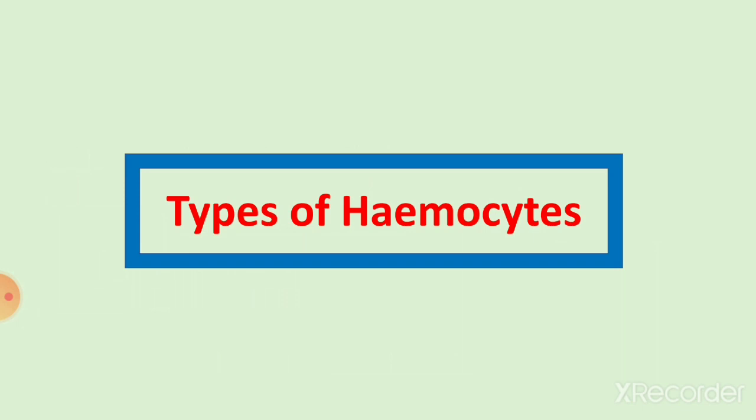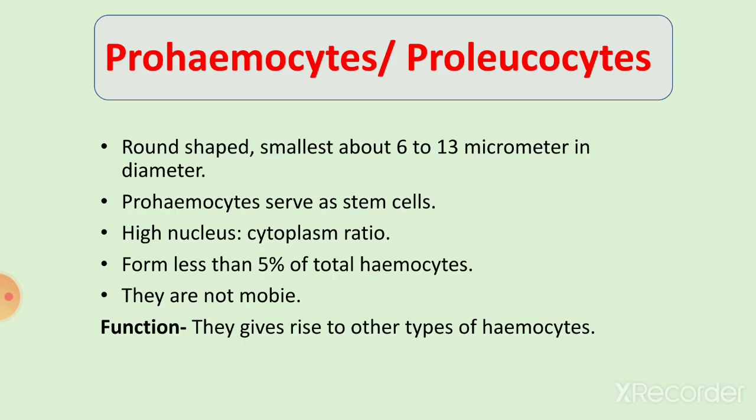Arnold has classified hemocytes into 9 types. So, let's see them one by one. The first is prohemocytes, or it is also known as proleukocytes.